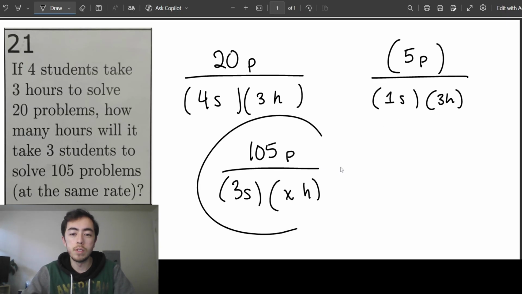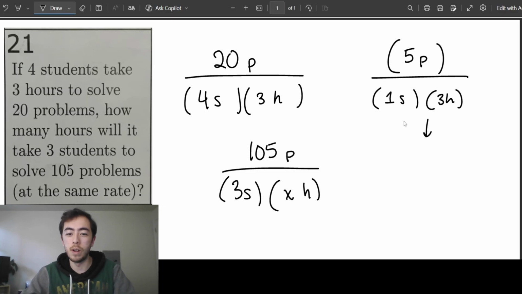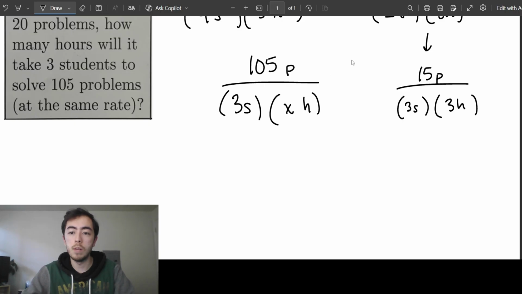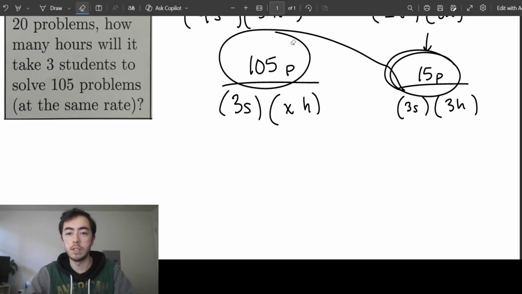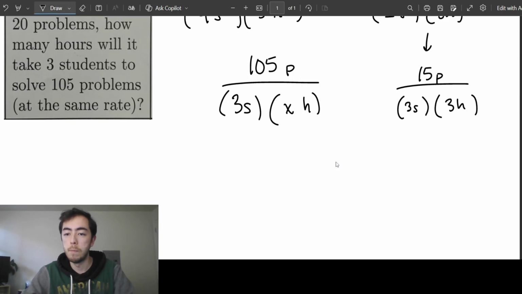Now I do have 3 students in this fraction, so I'm going to change it again, where I'll go times 3 on top, and then times 3 on bottom. And now I've at least matched the amount of students I have. And all I'm really left with is wondering if I can get this 15 to match this 105. And I think I can. I think I can just do times 7.